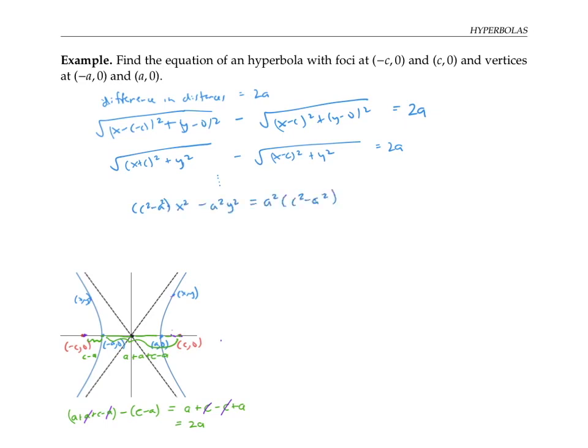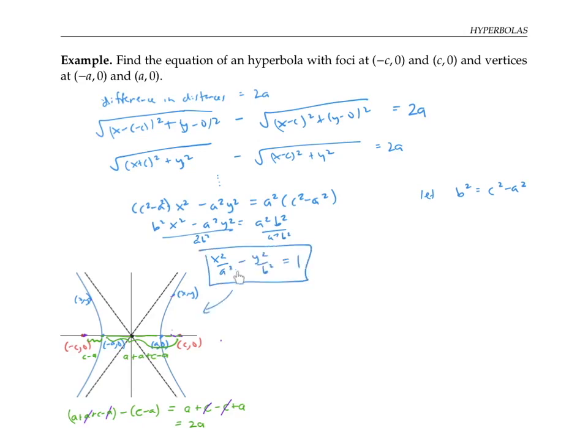Since this expression c squared minus a squared is appearing a couple times here, I'm going to give it a new name, b squared, so let b squared equal c squared minus a squared. Now I can rewrite my equation as b squared x squared minus a squared y squared equals a squared b squared, and dividing both sides by a squared b squared yields the equation x squared over a squared minus y squared over b squared equals 1. In this equation, notice that a represents the distance from the center to a vertex.